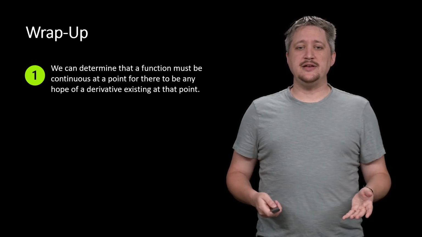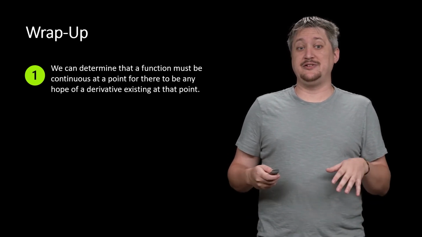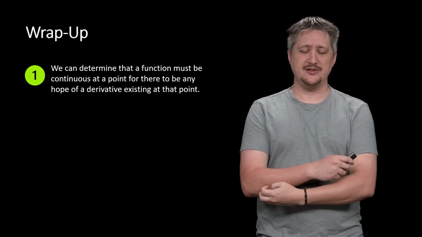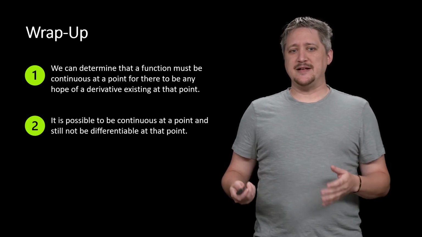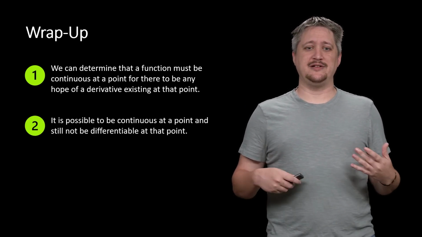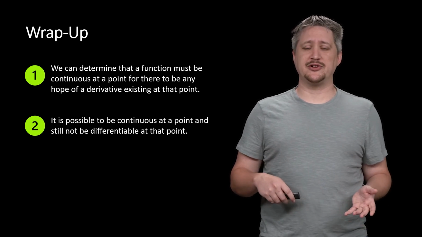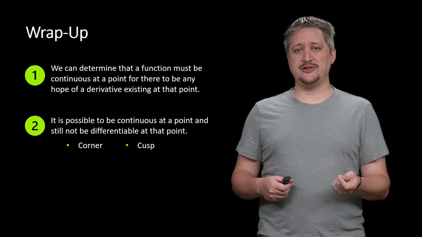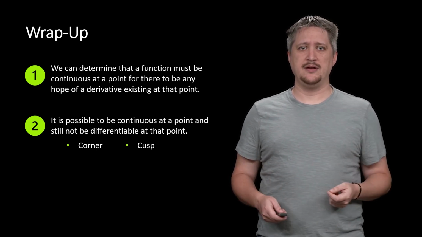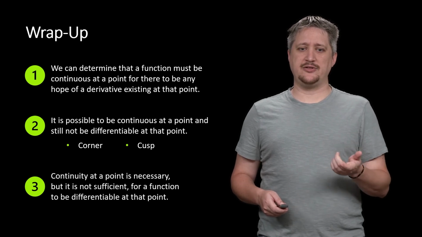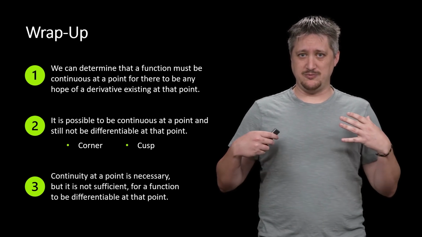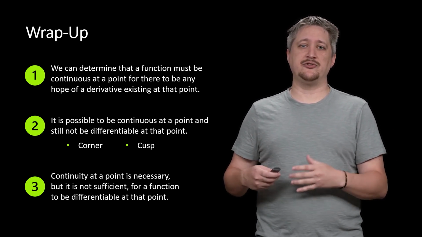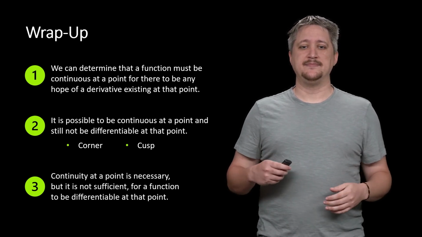So what do we do? We can determine that a function must be continuous at a point if there's any hope that the derivative is going to exist. But it's still possible to be continuous at a point and still not be differentiable at that point. In particular, we have these corners and cusps, right? So it's not quite enough that you are continuous. You need to check a little bit more. Nonetheless, continuity at the point is necessary, right? So we know we have to have at least that. It's just not sufficient. So it's possible to be non-differentiable despite being continuous.